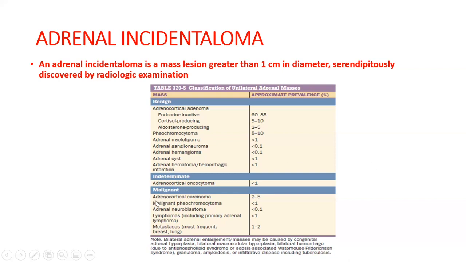In terms of malignancy, adrenocortical carcinoma accounts for around 2 to 5%. Malignant pheochromocytoma is less than 1%, and metastasis, most frequently from breast and lung cancer, which can travel to the adrenals, can account for around 1 to 2%. What about bilateral adrenal enlargement or masses? They can be caused by congenital adrenal hyperplasia, bilateral macronodular hyperplasia, bilateral hemorrhage due to antiphospholipid syndrome, or sepsis-associated Waterhouse-Friderichsen syndrome as a part of meningococcal sepsis, granuloma, amyloidosis, or infiltrative disease, including tuberculosis.